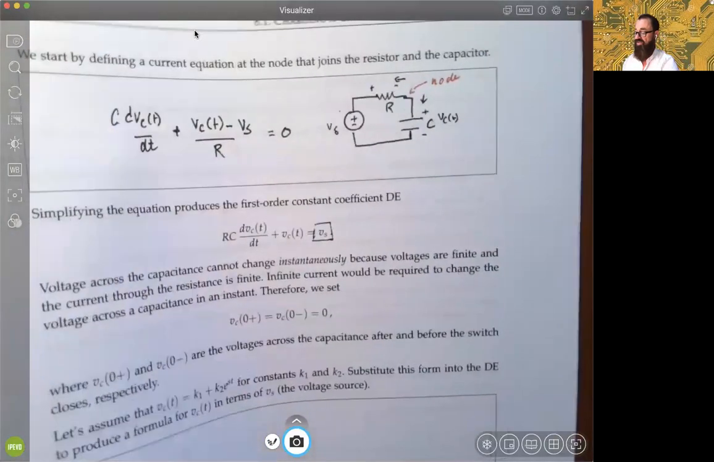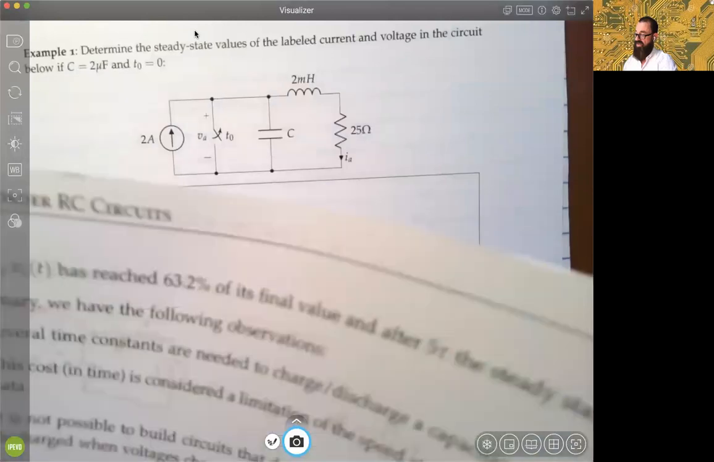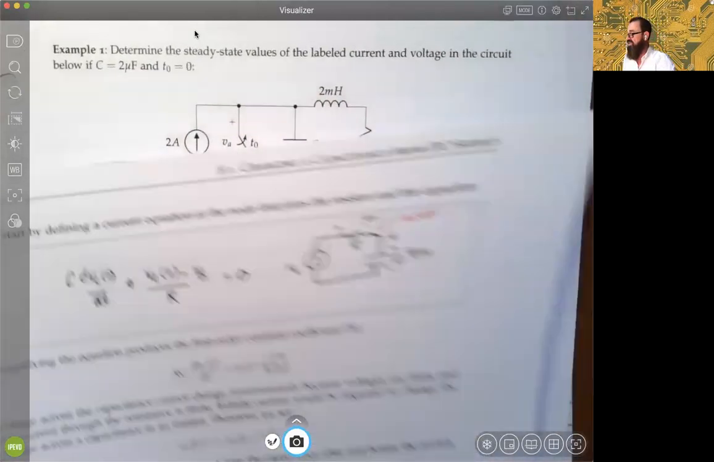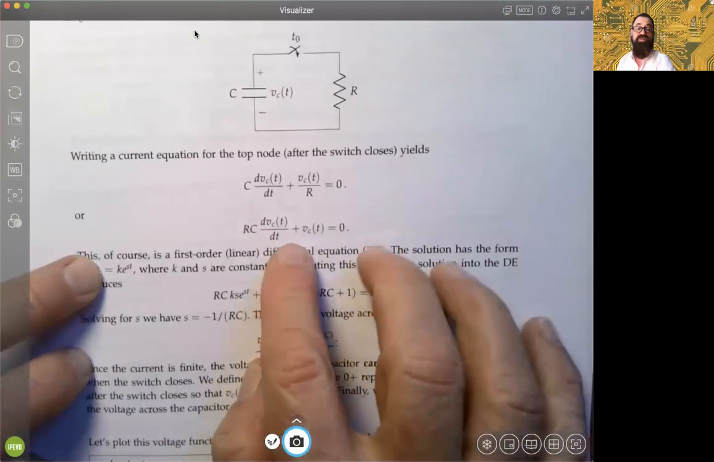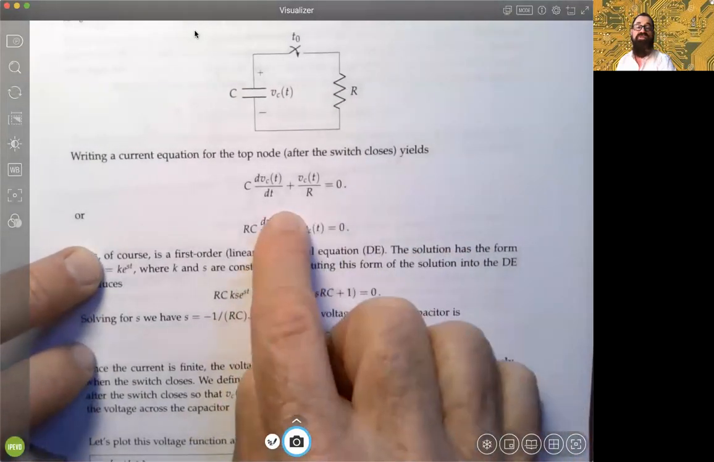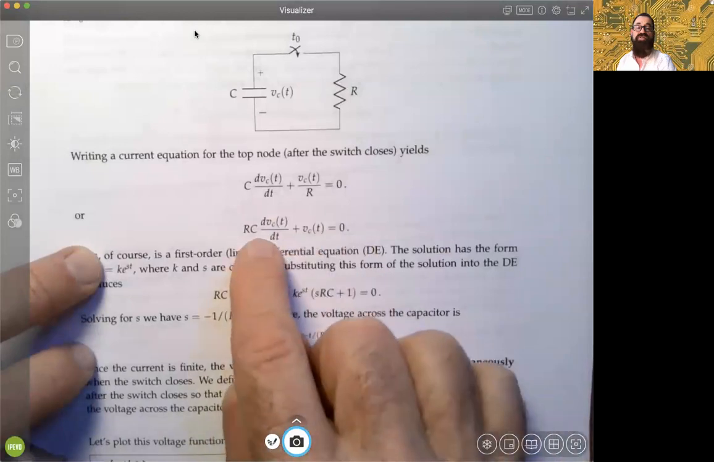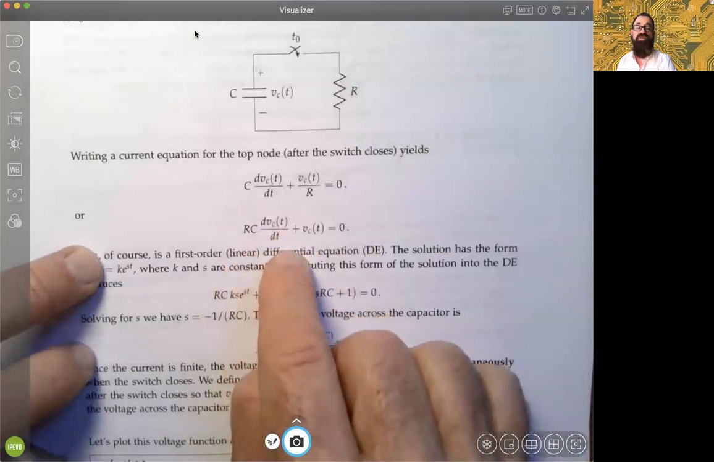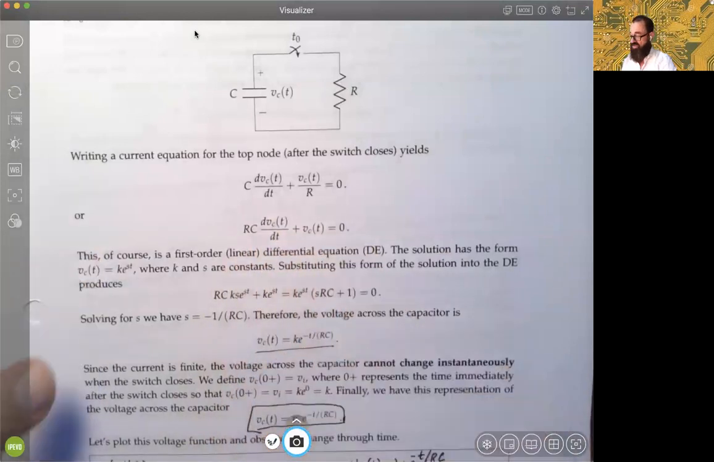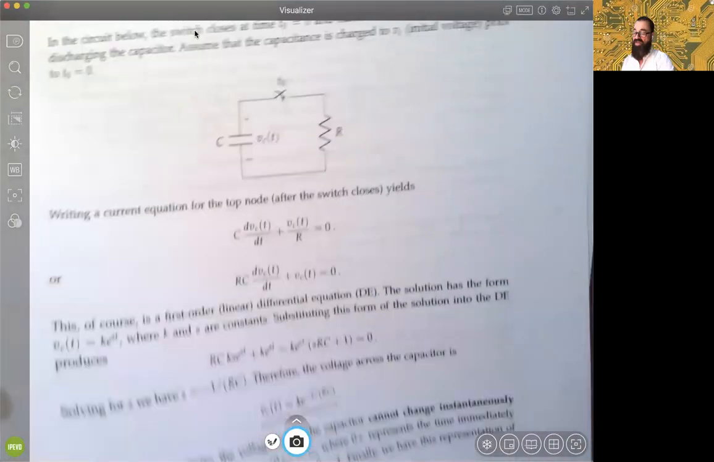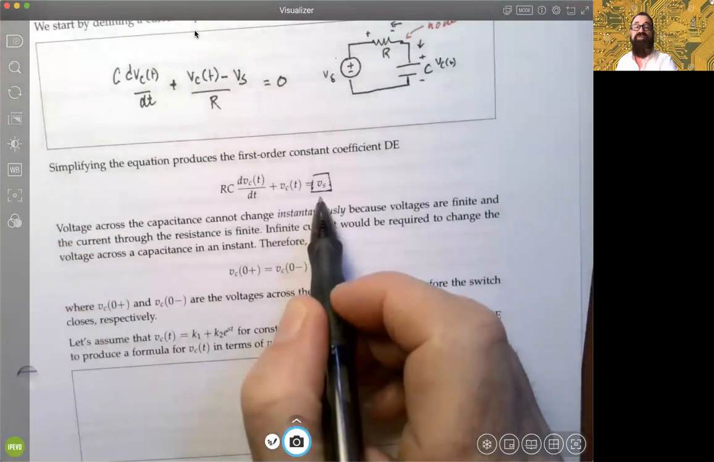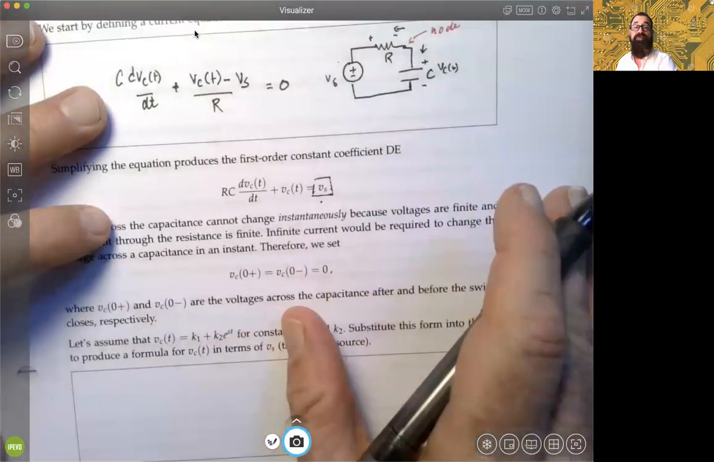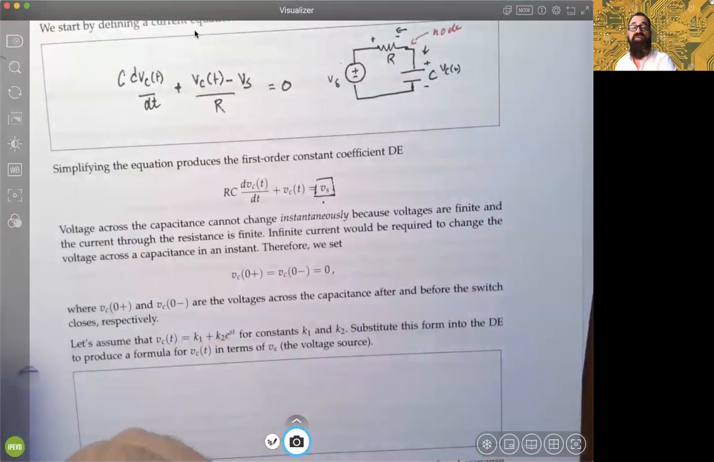If you turn back to see what we had in the previous section, I just want to review this. Remember, we had this representation before. There was no voltage source here. So RC times the derivative of V_C(t) plus V_C(t) equals 0. That was on page 95. Now we're on page 97, and the only difference is this term. That's the only difference, that we now have a voltage source there, right?